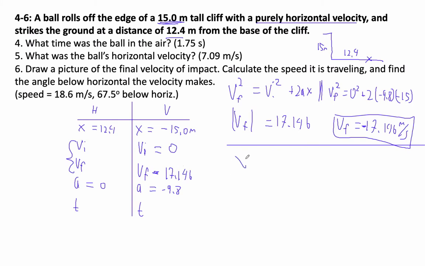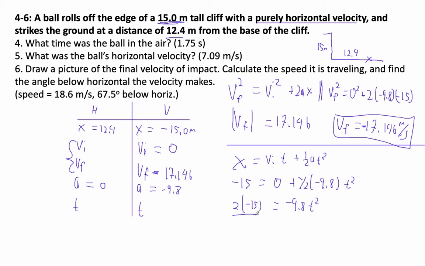I'm going to use this guy. So negative 15 is equal to 0 plus 1/2 times negative 9.8 times t squared. This is the one that people really struggle with. So let me take you through the math step by step. First step is multiply both sides by 2. Right, the 0 goes away, right? And that's going to equal negative 9.8 times t squared, right?